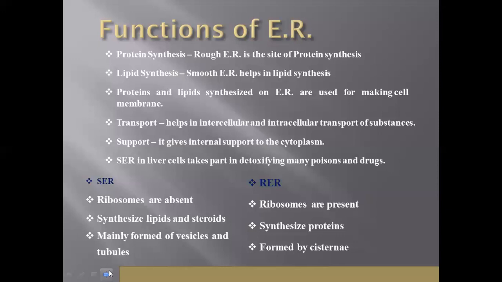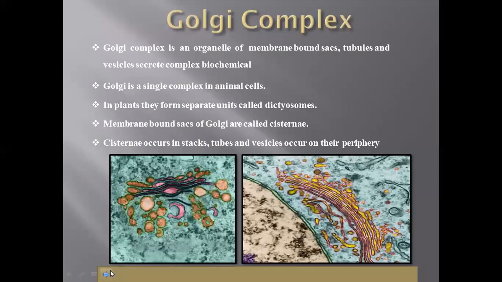Now let's see the difference between smooth endoplasmic reticulum and rough endoplasmic reticulum. In smooth endoplasmic reticulum, ribosomes are absent. It synthesizes lipids and steroids and is mainly formed of vesicles and tubules. Whereas on the other hand, in rough endoplasmic reticulum, ribosomes are present, it synthesizes protein and is formed of cisternae. Right?